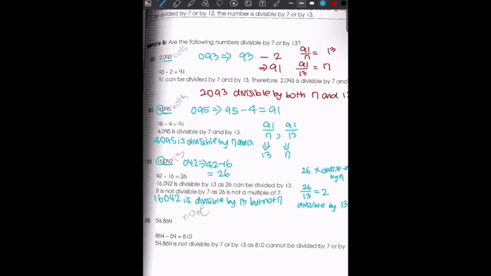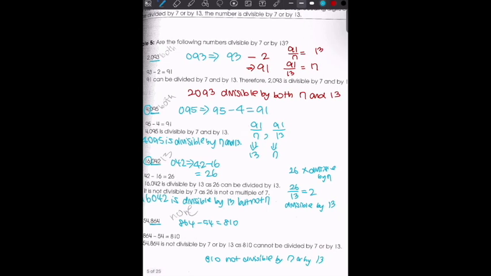And then we're going to see if 54,864 is divisible by 7 or 13. The last three digits are going to be 864, and the preceding digits are going to be 54. And so the difference is going to be 810, and 810 is not divisible by 7 or by 13. And so that tells us that the number 54,864 is not divisible by 7 or by 13.